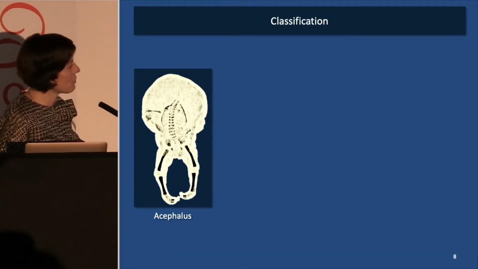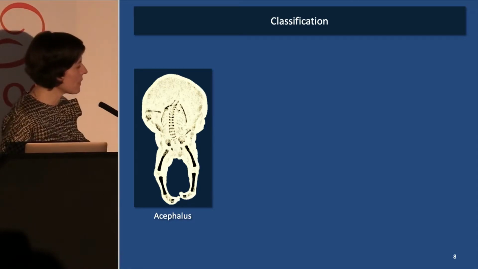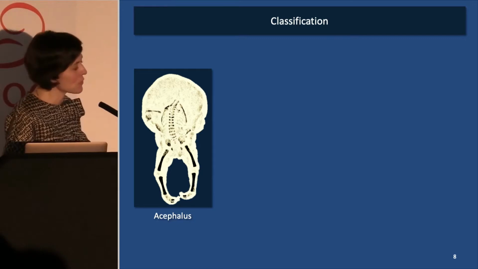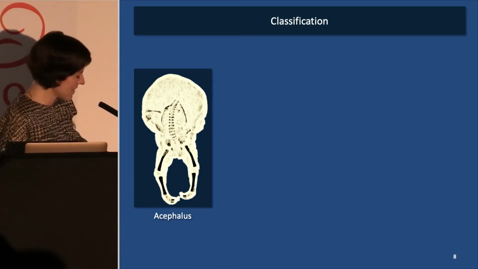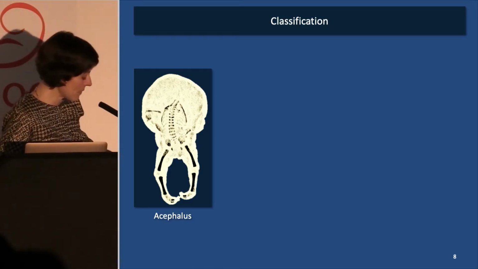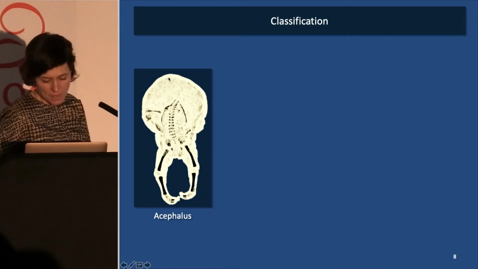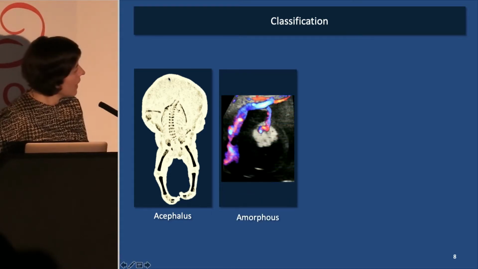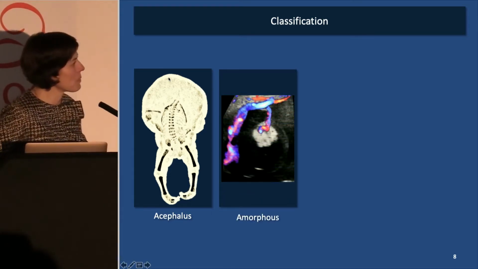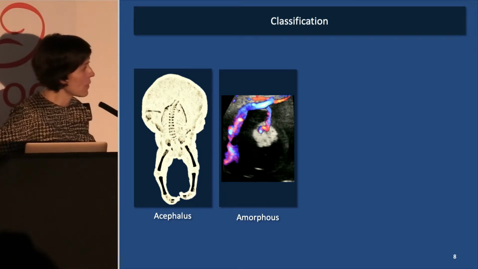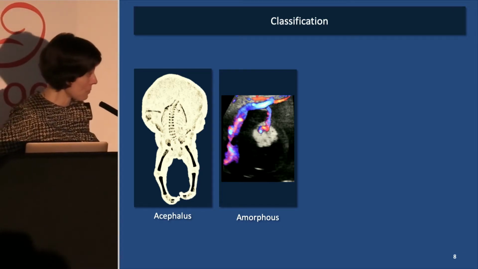And what are the different presentations of acardiac twinning? Well, this is the most common presentation, what we call acardiacus acephalus. You can see there is reasonable development of the lower limbs, but the upper limbs and the head are absent. And then the second commonest form is what we call acardiacus amorphus, where there is no recognizable structure present.